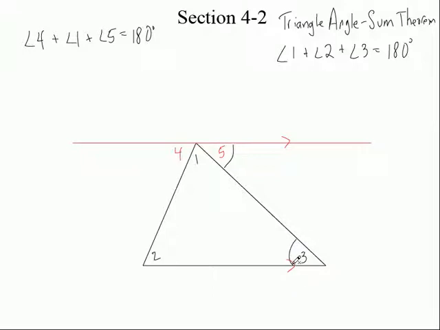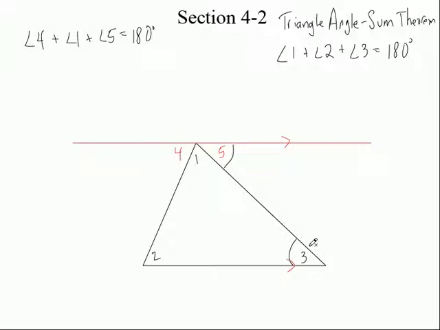What are they? It's alternate interior, right? Okay, so 5 and 3 are alternate interior angles, aren't they? Here's your parallel lines. Here's your transversal. What do we know about alternate interior angles when you have parallel lines? They're going to be equal to each other. So I can write that, can't I? I can say 5 is equal to 3.